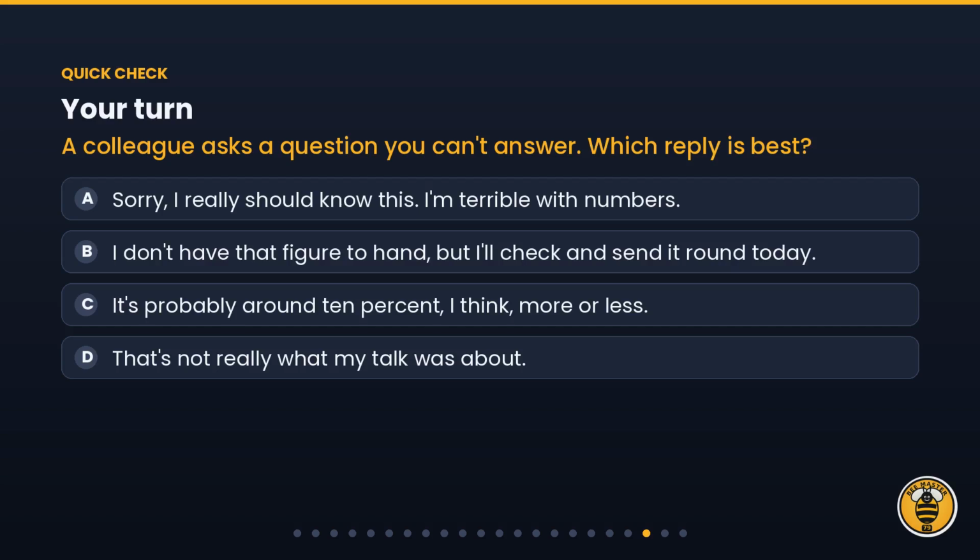One question before you go. A colleague asks something you can't answer. Which reply is best? Read the 4 options and choose. I'll give you a moment.